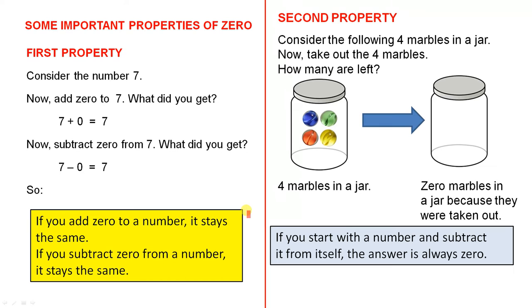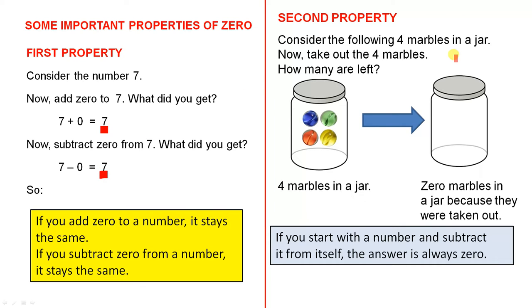So here's the first property. If you add 0 to a number, the number stays the same. If you subtract 0 from a number, the number stays the same. See here? In each instance, the 7 stayed the same.